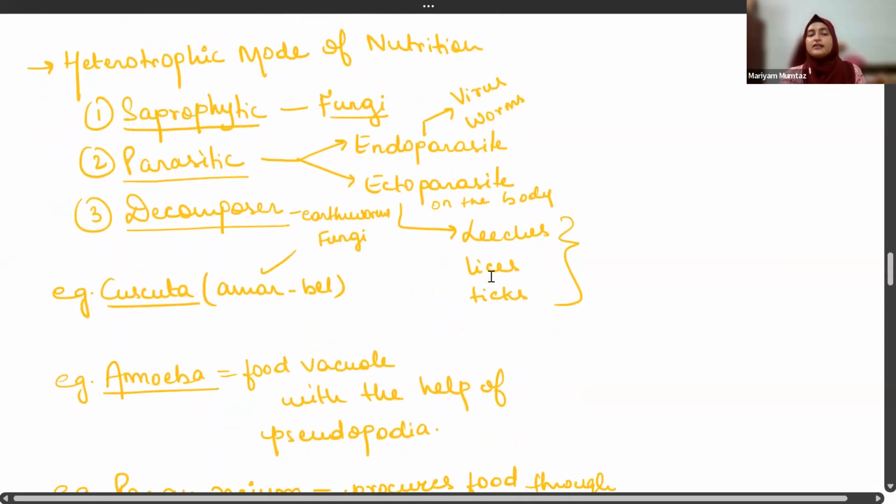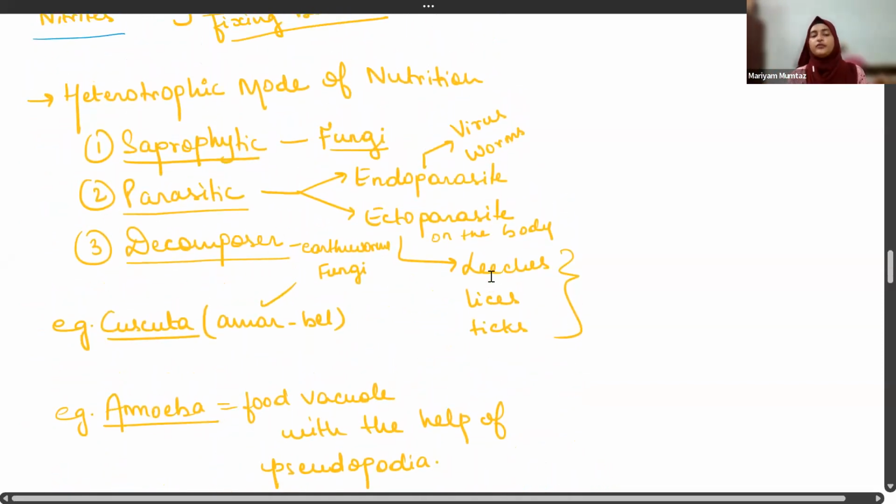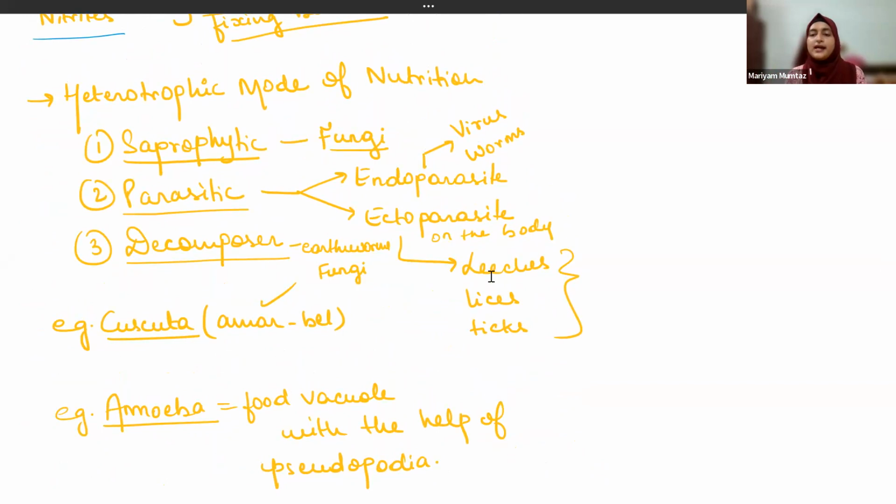Now see, let us talk about the heterotrophic mode of nutrition. What is heterotrophic mode? Autotrophic, as you understand, is that all the green plants make their own food. Heterotrophic mode of nutrition is possessed by those organisms that cannot make their own food. They are either directly dependent on the plant or indirectly dependent on the plant.